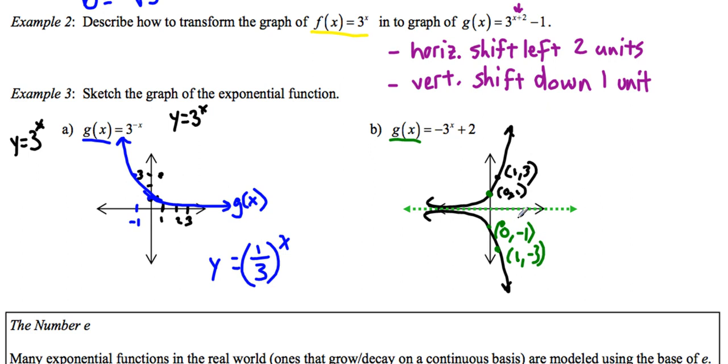And our horizontal asymptote also gets shifted up 2 units. So if this is y equals 2, then our asymptote looks something like that. And our function in purple goes through 0, 1, through 1, negative 1, and looks like so. Okay, so final function g of x in purple. Graphing exponentials using transformations.